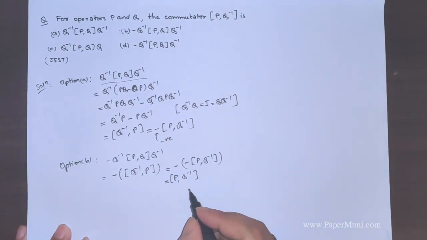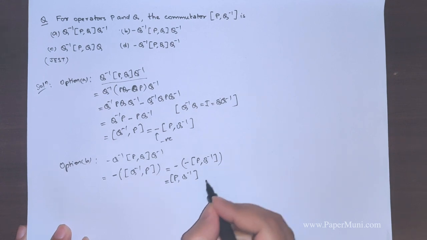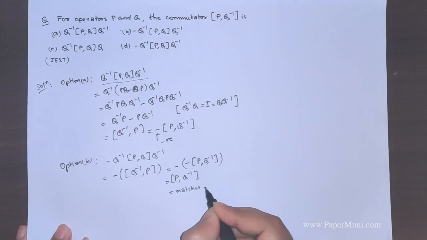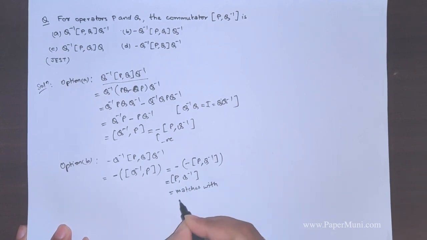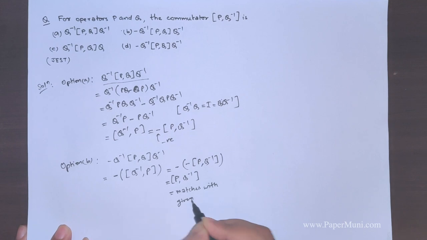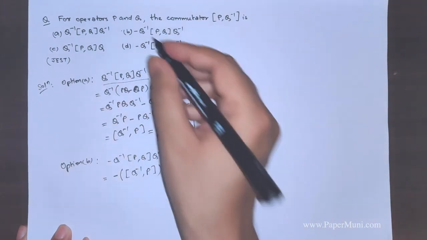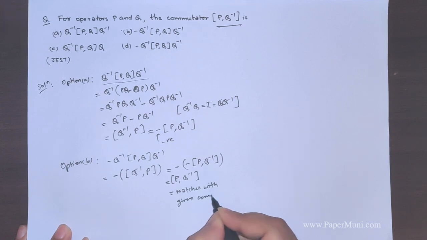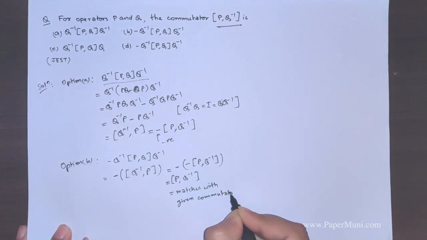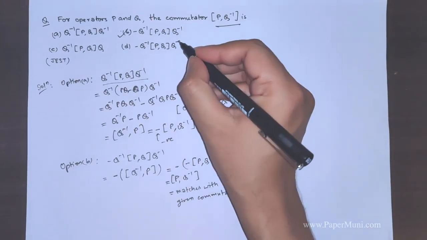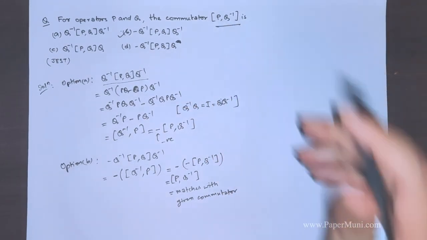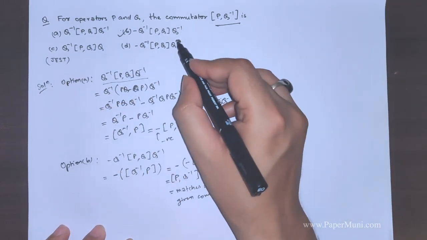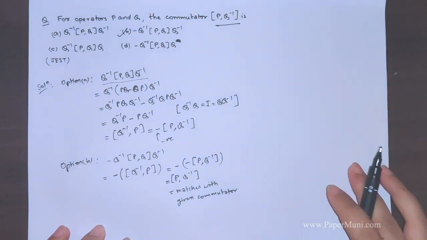Okay, so you can see that this matches with the given commutator in the question. Alright, I think there shouldn't be any inverse sign here. Then only it will make sense. Otherwise, these two options were the same, right? So, this is the result.